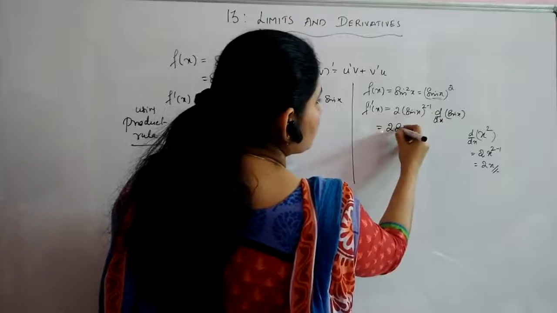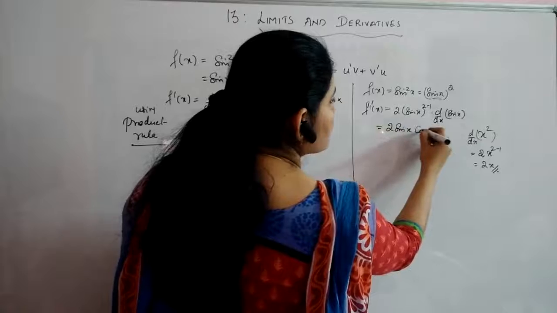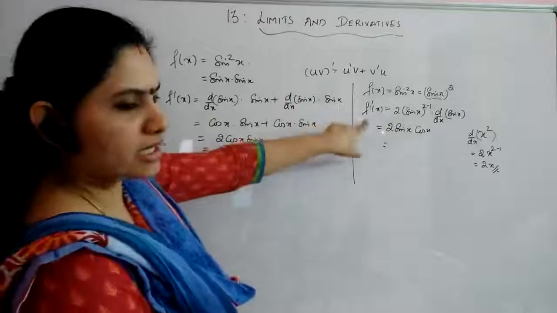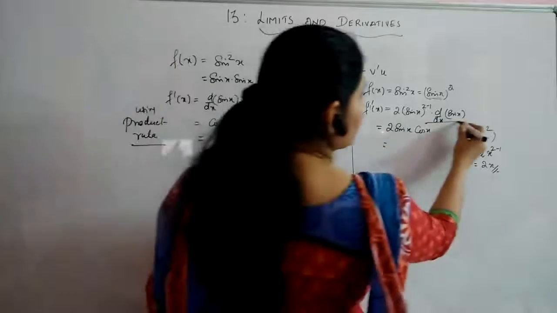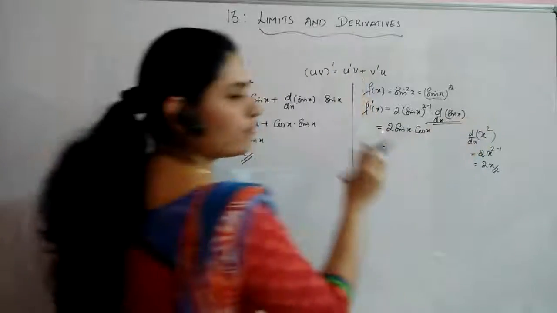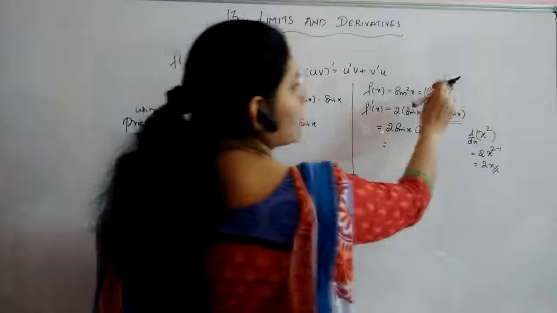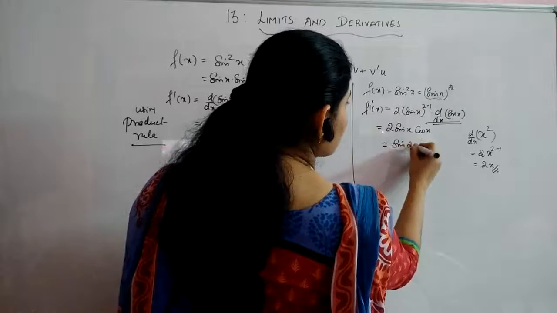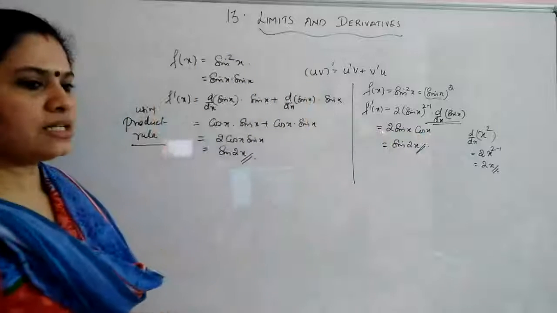So this will give you 2 sin x, and here the derivative of sin x is cos x. So see, you have reached this point in one step. But the thing is, you should remember that you should take the derivative of whatever function you have instead of x. So this will give you sin 2x. So both have the same answer.